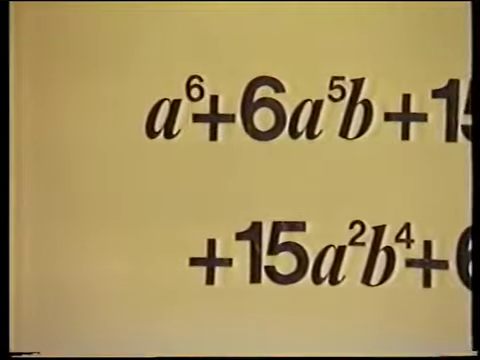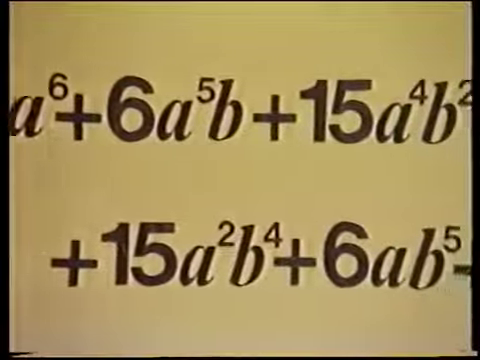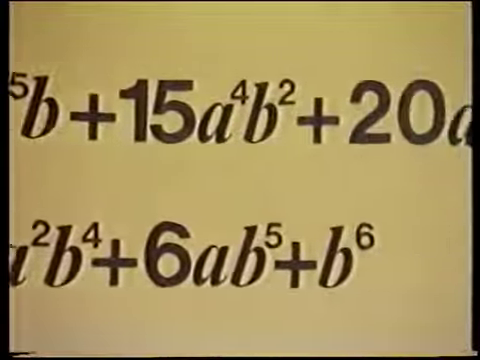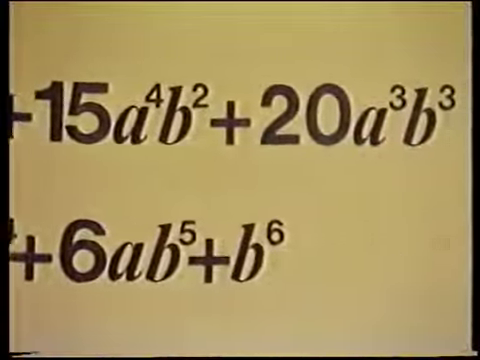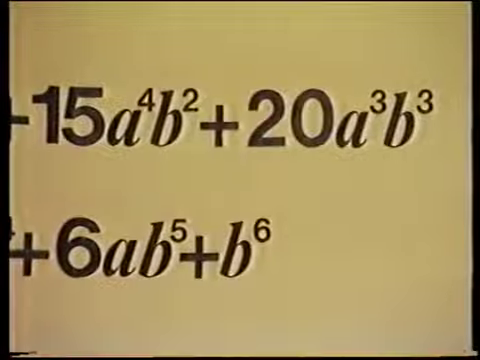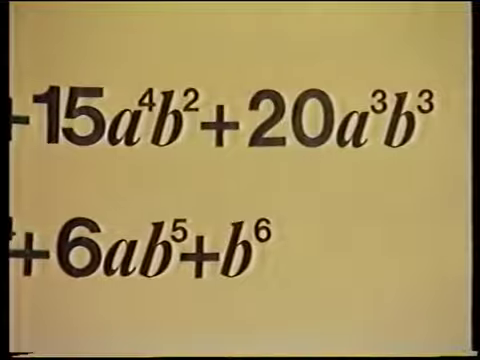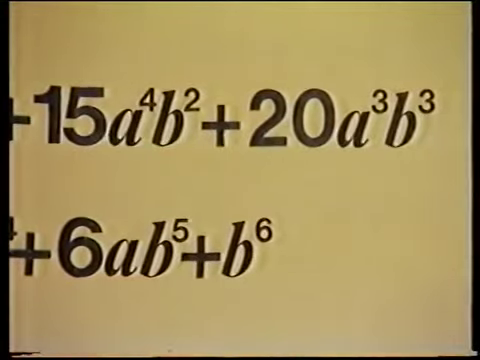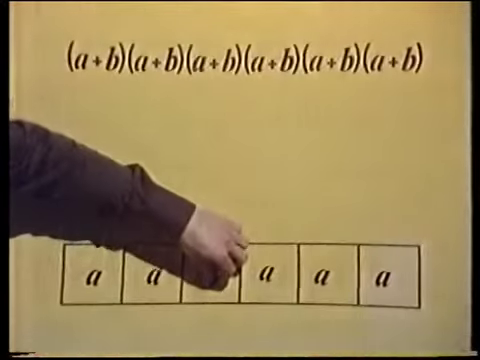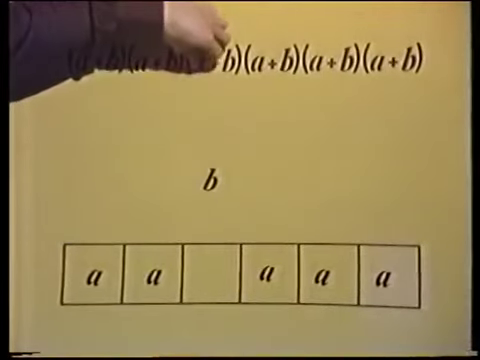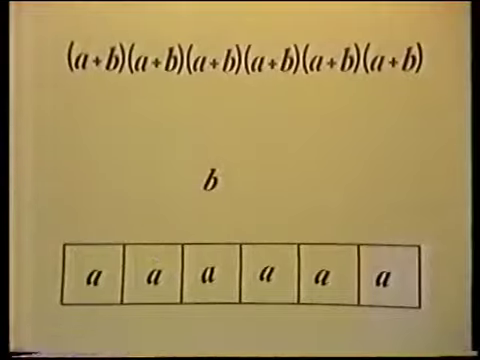But there are other terms in the expansion. How about them? Well, each one is made up of a collection of letters, 6 letters, and a number in front. That coefficient is the number of ways of choosing that number of B's from 6 brackets. For example, a to the 6th is formed by choosing no B's, that is, all A's. And of course, there's only one way to make this choice, so the coefficient is 1.